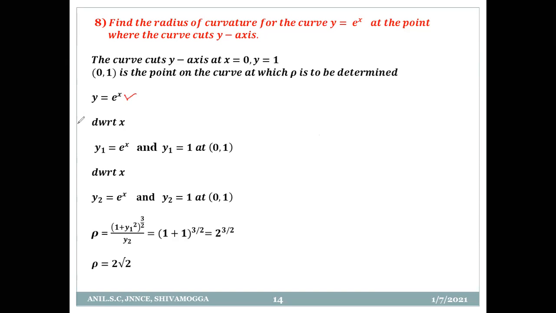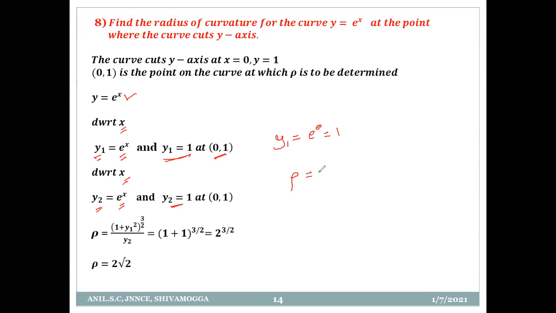y is equal to e power x. Differentiate both sides with respect to x. The derivative of y is dy by dx, or y1. And the derivative of e power x is e power x itself. And this derivative is required at x is equal to 0 and y is equal to 1. Therefore, y1 is equal to e power x and x is 0. Therefore, y1 is equal to 1. Again, differentiate with respect to x. The derivative of y1 is y2. The derivative of e power x is e power x itself. At 0 comma 1, this will be e power 0, and e power 0 is 1. y1 is equal to 1 and y2 is equal to 1.